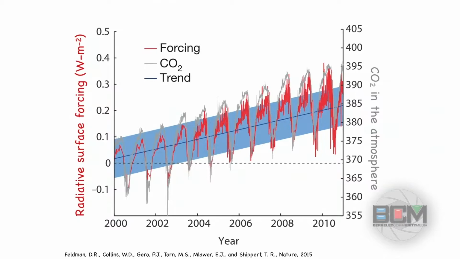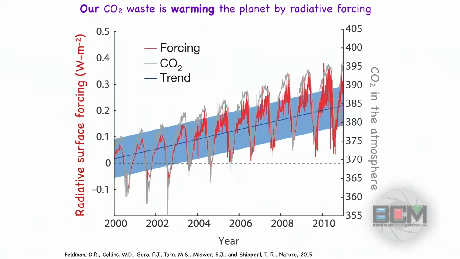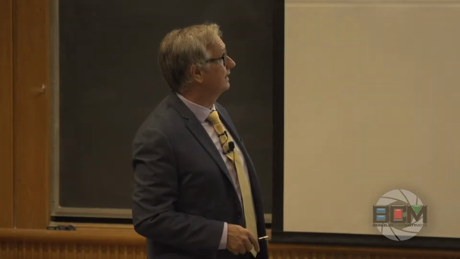And the answer, which was published just in 2015, so here's the radiative forcing that's measured. Here's the CO2 in the atmosphere that's measured. Here's the trend line. And so now we see the direct connection between CO2 in the atmosphere and radiative forcing, which drives the temperature up. So our CO2 waste is the mechanism by which we're warming the planet.